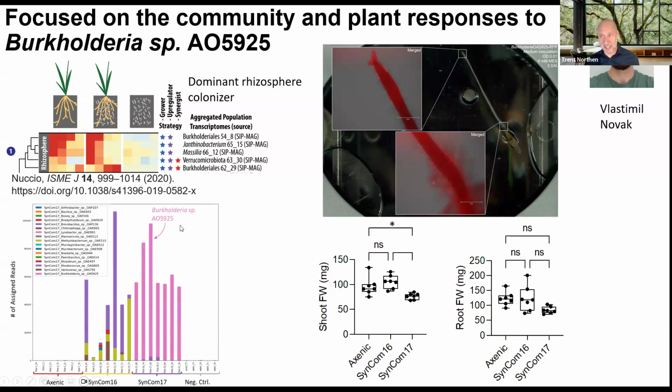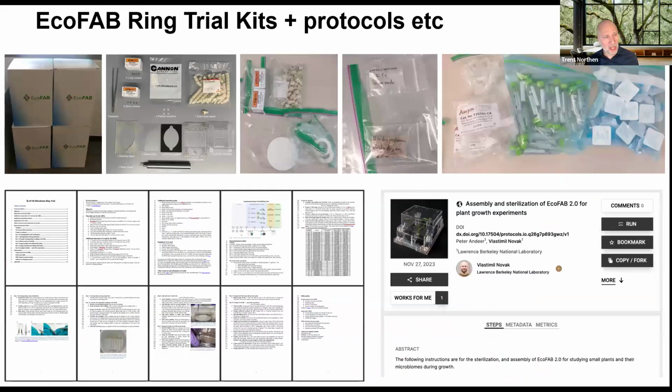And the plant doesn't like it. You can see here that when you've got a complete community versus the one without Burkholderia, you get a smaller plant. So unlike serotonin, which makes happy plants, too much Burkholderia makes for sad plants. So we've got big changes in the community structure and phenotypic effects on the plants. And it's just a simple experiment, so we thought this would make for a good ring trial.